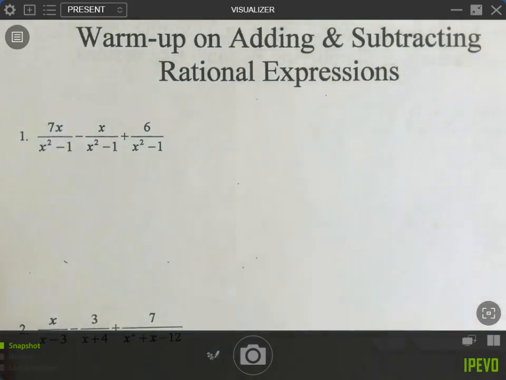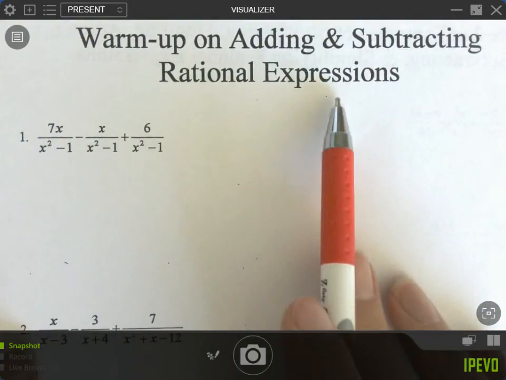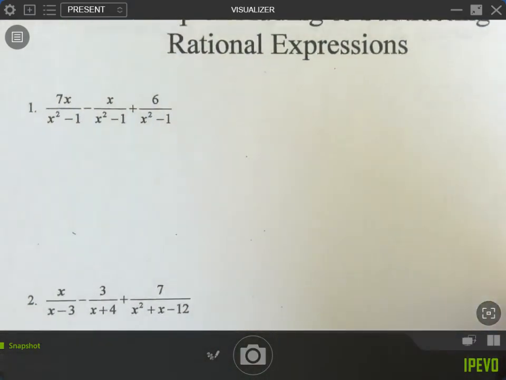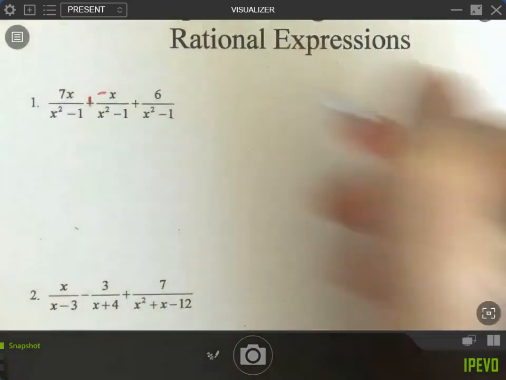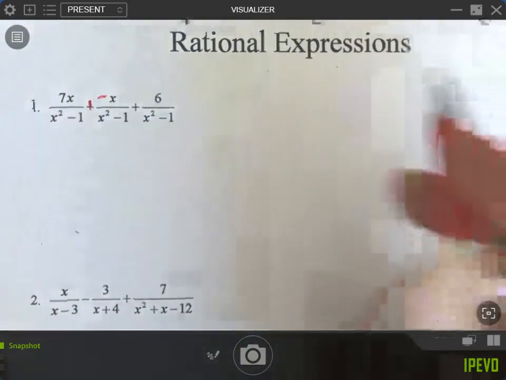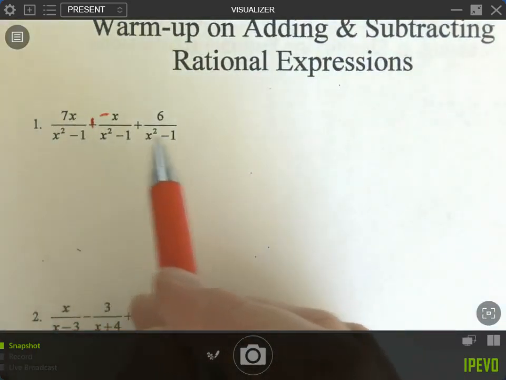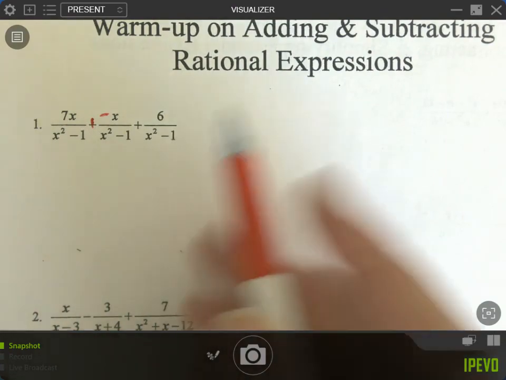We're doing a warm-up on adding and subtracting rational expressions. So we are starting with addition and subtraction in this first problem. First thing I'm going to do is push that sign so I don't lose it. But I need a common denominator. And what do you notice about this already? I have a common denominator.